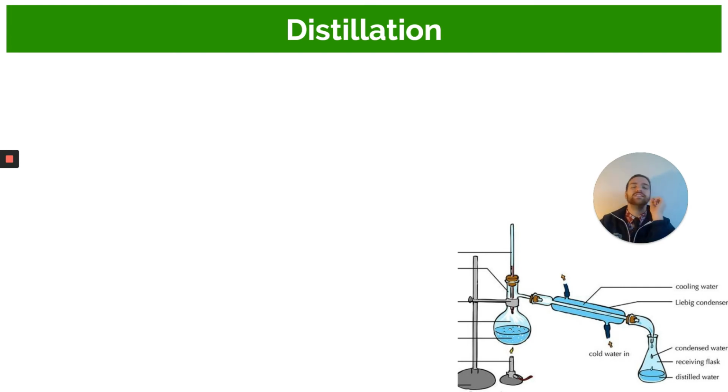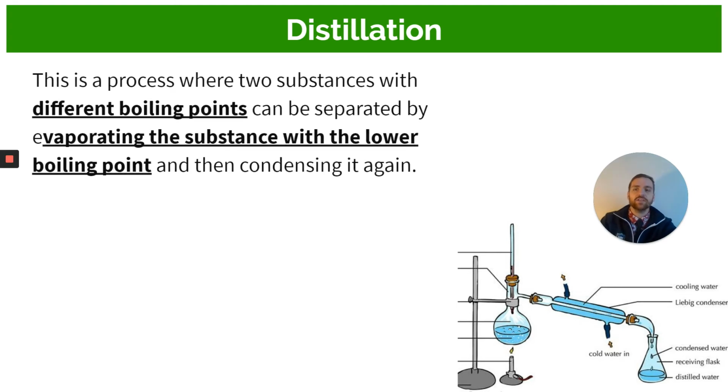Now distillation is like evaporation, but on a whole other level, okay? So this is the process where two substances with different boiling points can be separated by evaporating the substance with a lower boiling point and condensing it again. So let me explain this, boys. Let's talk about an example.